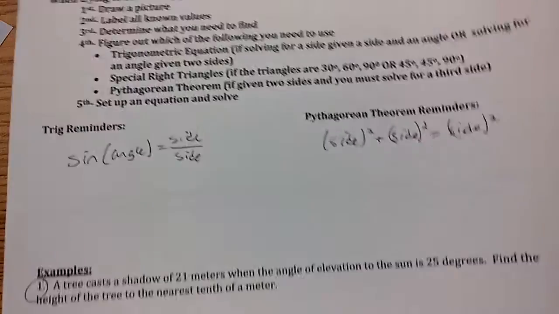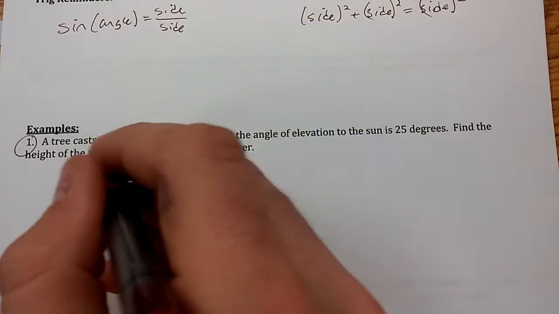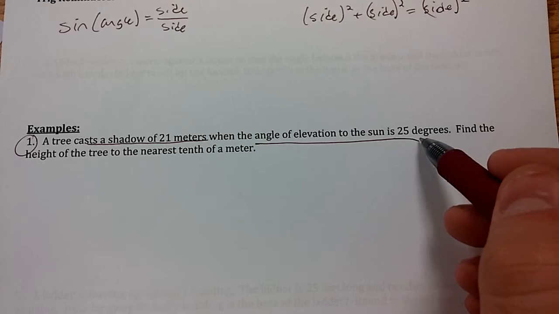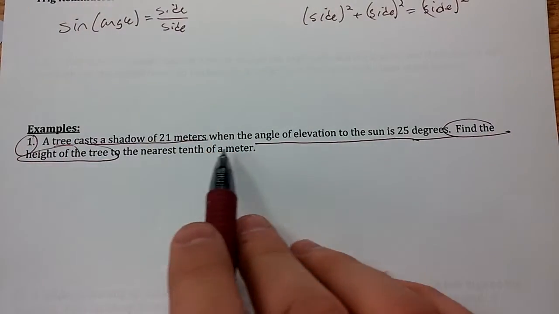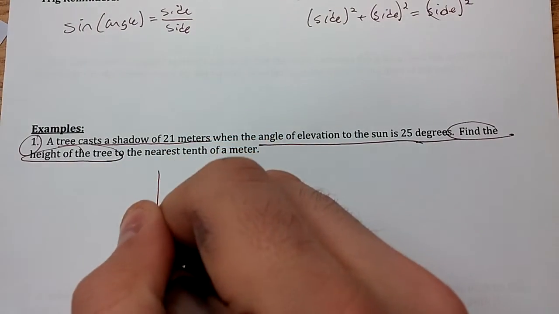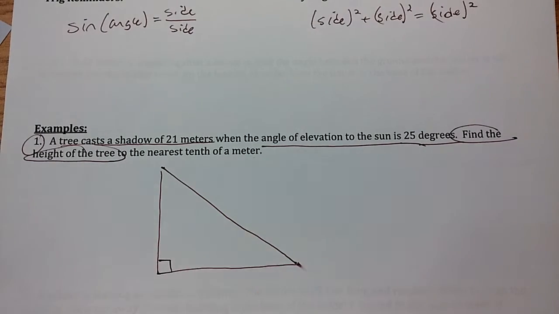So let's go through first example. This says a tree casts a shadow of 21 meters when the angle of elevation to the sun is 25 degrees. Find the height of the tree to the nearest tenth of a meter. All right. So first draw a picture. Make it a right triangle.